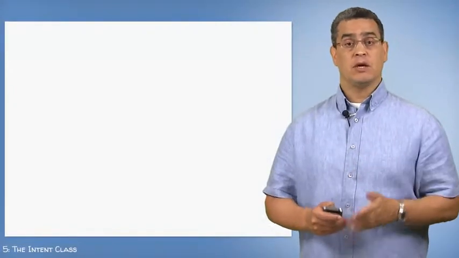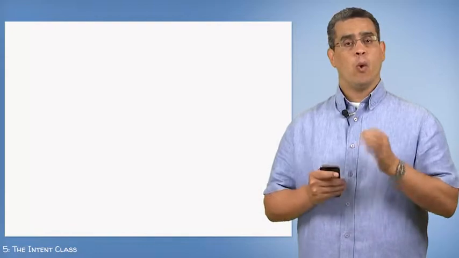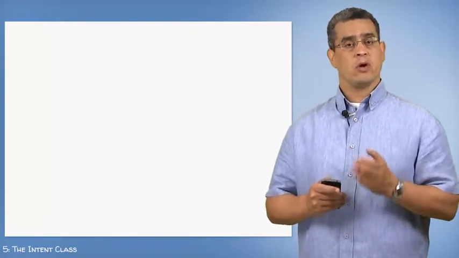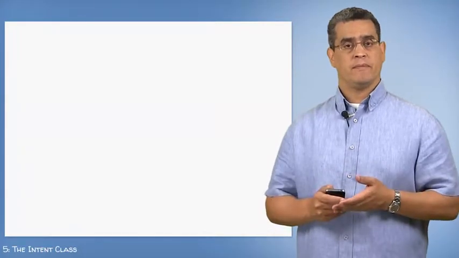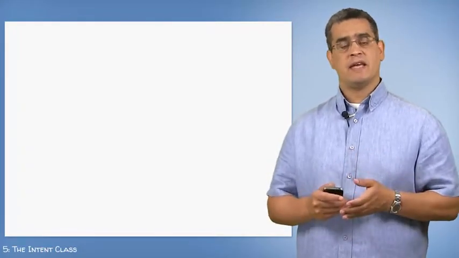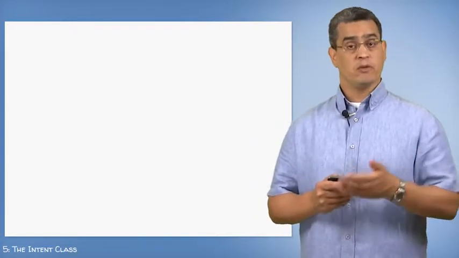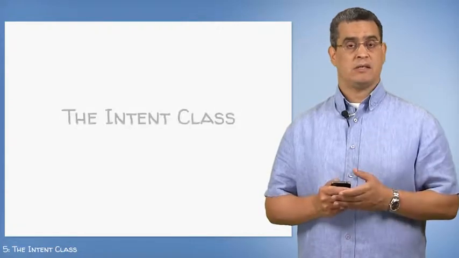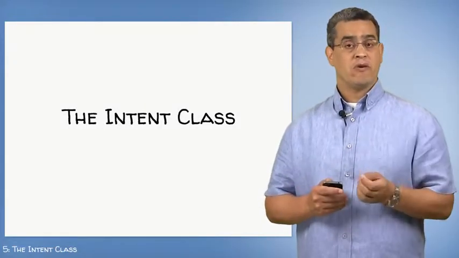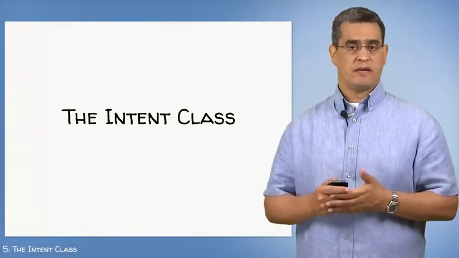In our last lesson, we talked about the activity class, and I showed you how one activity can programmatically start another activity by first creating an intent object, and then by passing that intent to a method such as startActivity or startActivityForResult. Today, we're going to take a deeper look at intents. We'll discuss how they're created and processed as they're used in starting other activities.